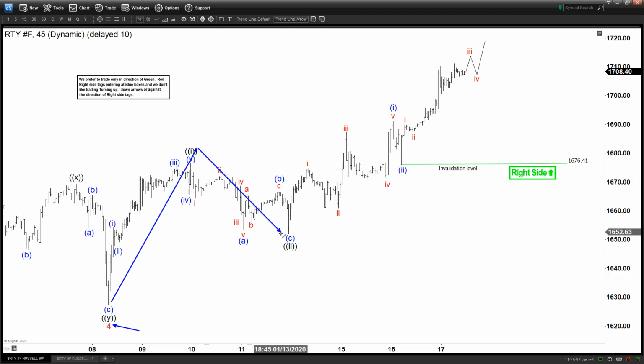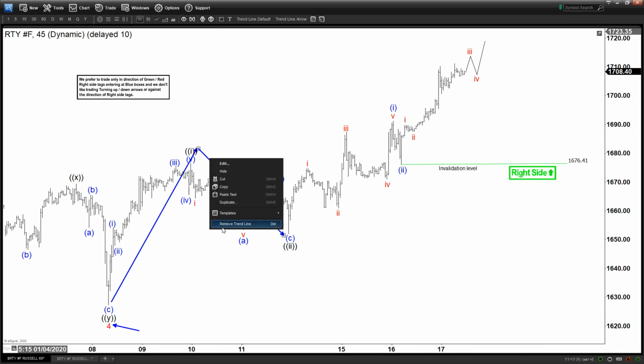And then here we got this wave 2 pullback, and it has resumed higher again. So now we are within the wave 3 of 5, right? And you can see again, even within the wave 3 we have a nest. This is 1 of 3, 2 of 3, and now we are in the 3 of 3, right? So overall then we should continue to see further upside in the Russell, and against this in the first degree January 16 we should continue to push higher.